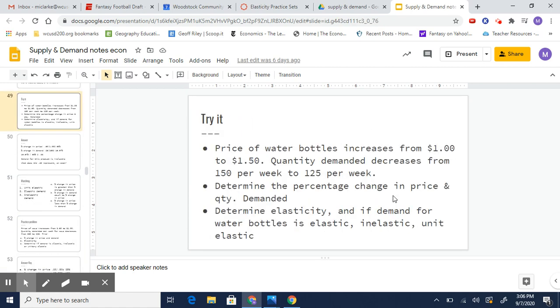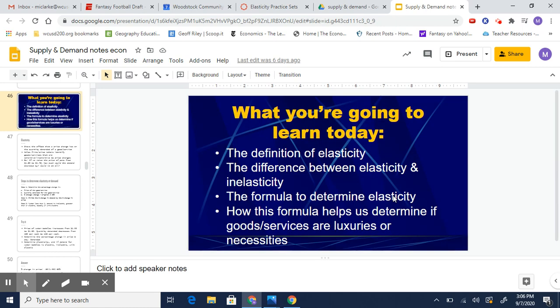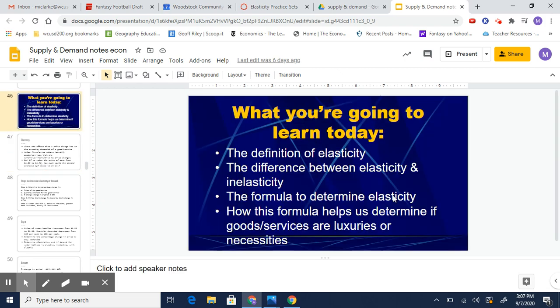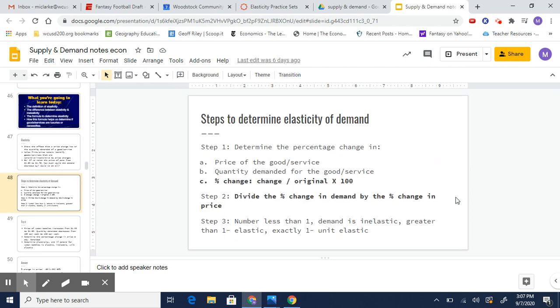So let's go back real quick. Make sure you can do these things. Make sure you can define elasticity, how flexible or responsive people are to a change in price. Tell me the difference between elasticity and inelasticity, and then use the formula given a set of practice problems to determine elasticity.